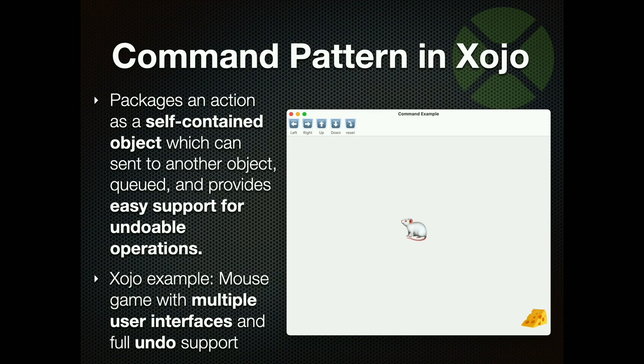So the example I'm using here shows one of the other advantages of this pattern. Because you're queuing up operations, there are a lot of apps or programs where you have multiple ways of executing the same command. So I set up this little program here. We've got a toolbar at the top, and the toolbar lets you move the mouse left, right, up or down. There's also a menu bar, and you can choose left, up, right, or down from the menu. And I also implemented keyboard commands, so you can use the arrow keys to move the mouse. Those are all doing the same thing.